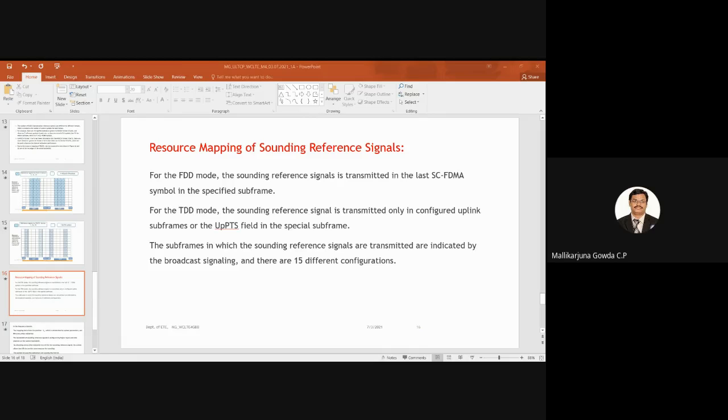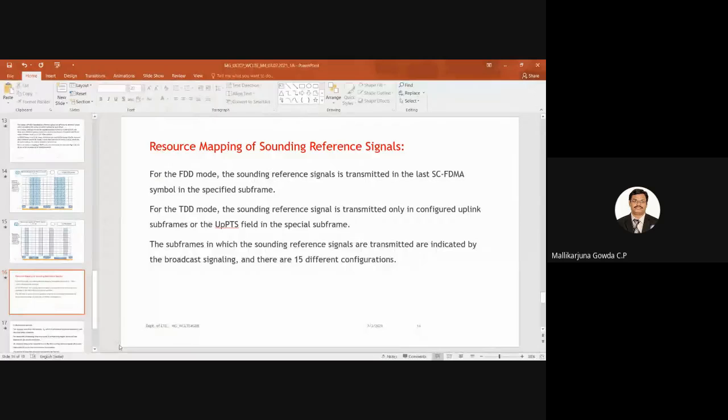Okay, similar to that, let us try to understand the resource mapping of the sounding reference signals. So this is the second reference signal in the uplink. The purpose of this sounding reference signal is what? To measure the uplink channel quality information, right? That is the purpose of this sounding reference signal.